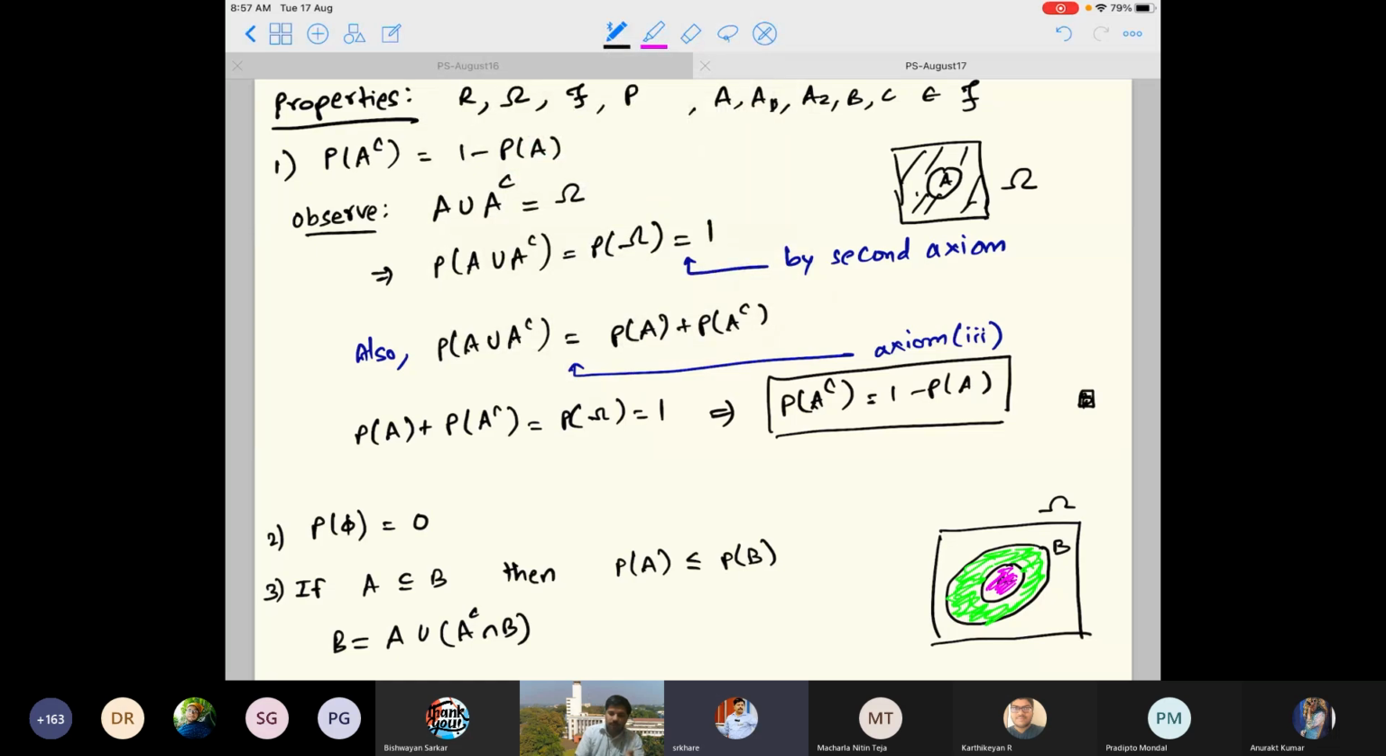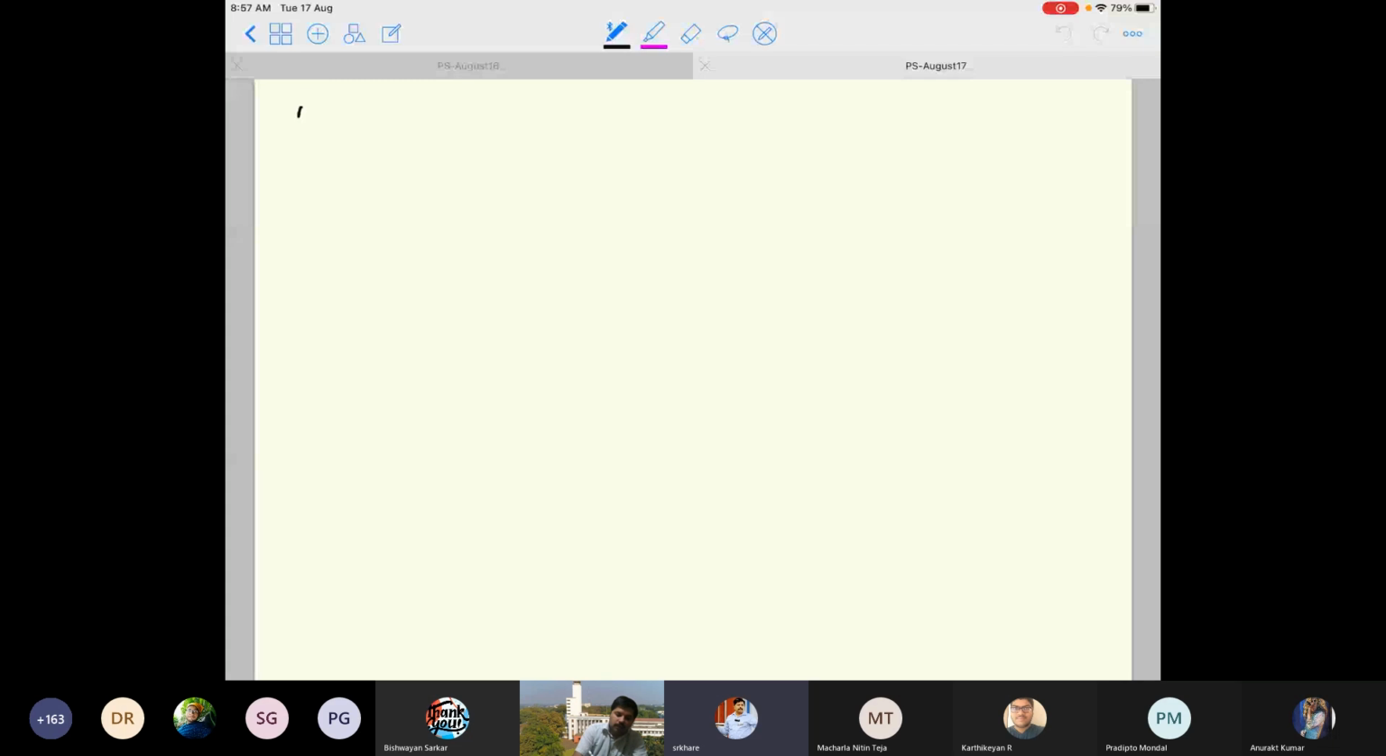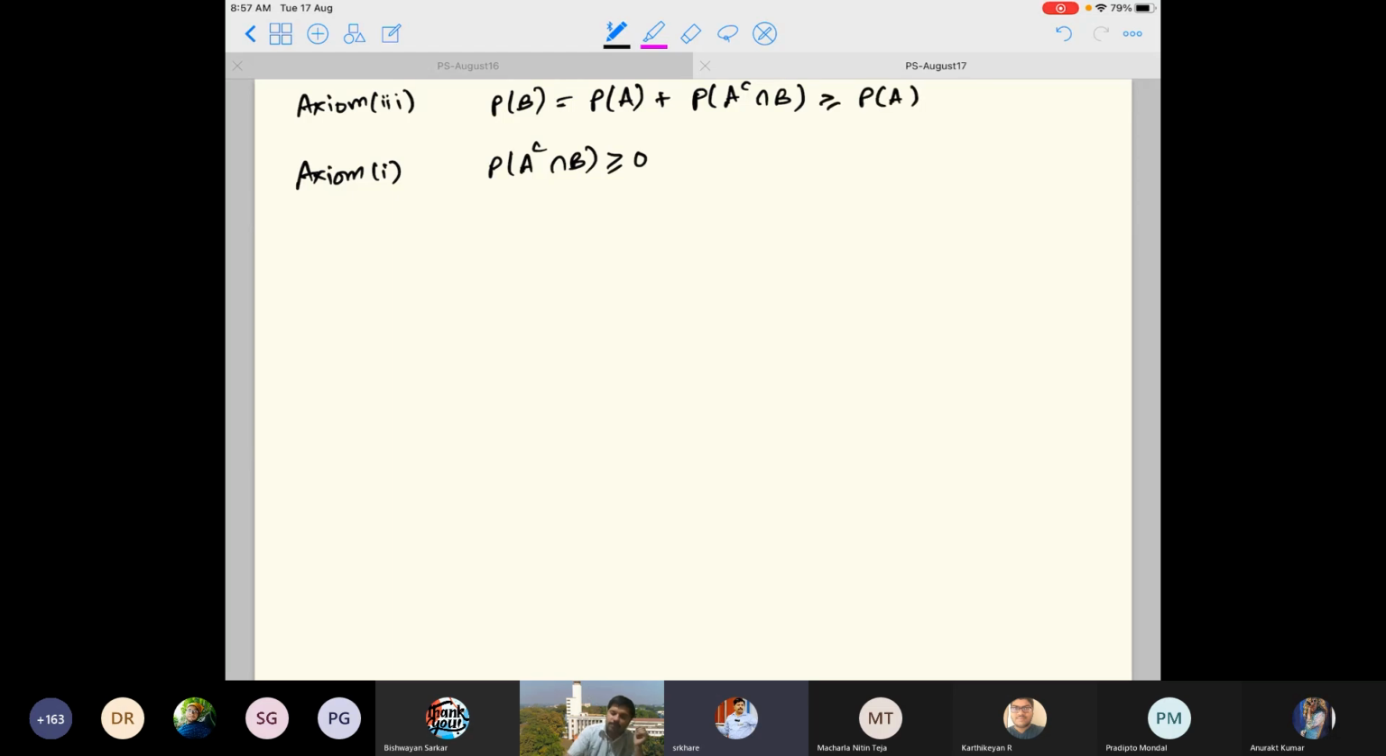Right? So what can I do? I can use axiom 3. So using axiom 3, I know that probability of B is same as probability of A plus probability of A complement intersection B, right? Now what is axiom 1 telling me? Axiom 1 is telling me that probability of any set is always greater than or equal to 0, right? So can I say that this is greater than or equal to P of A, and hence the proof? Do you all agree? This is fine? Yes, sir. Okay.